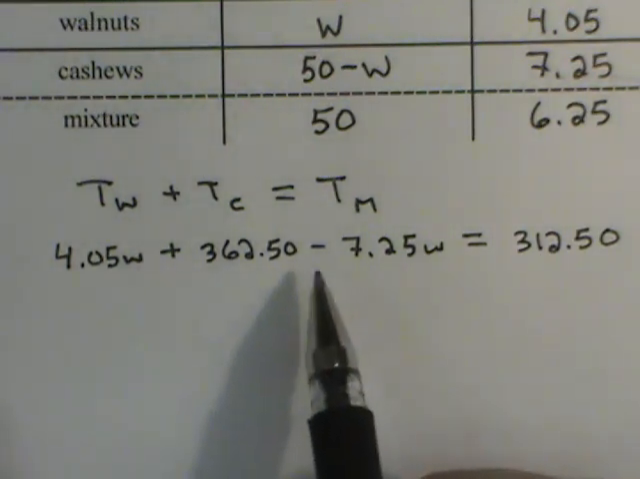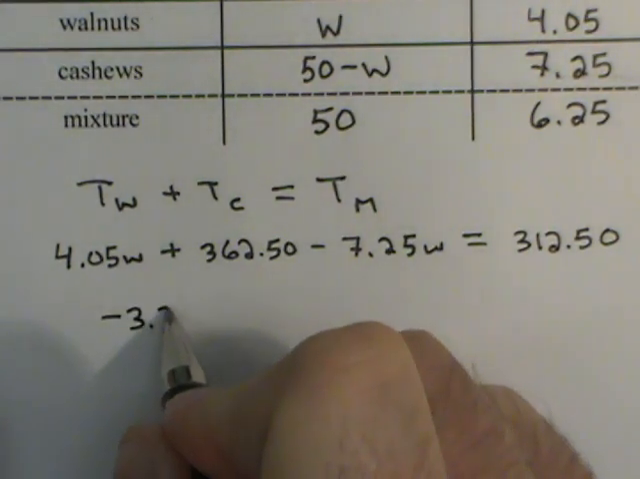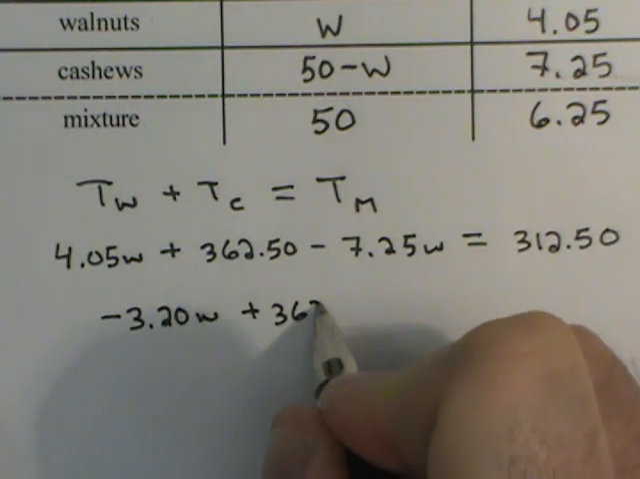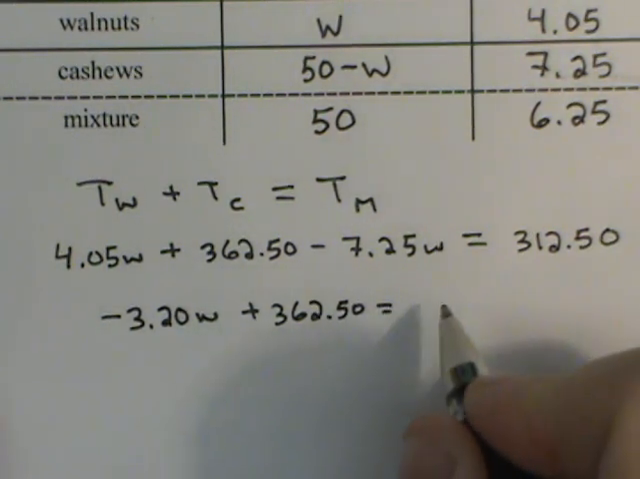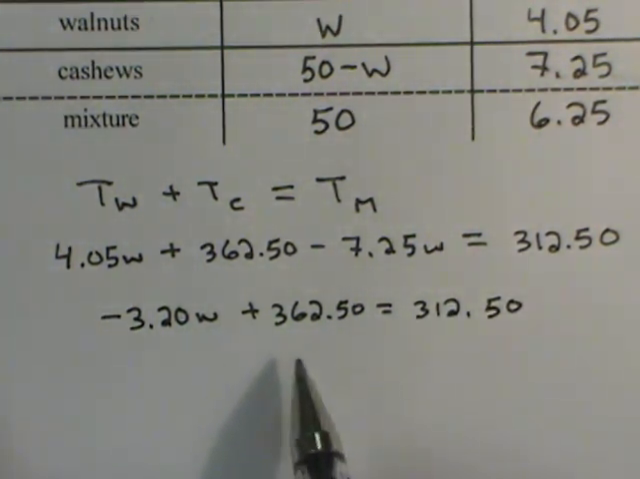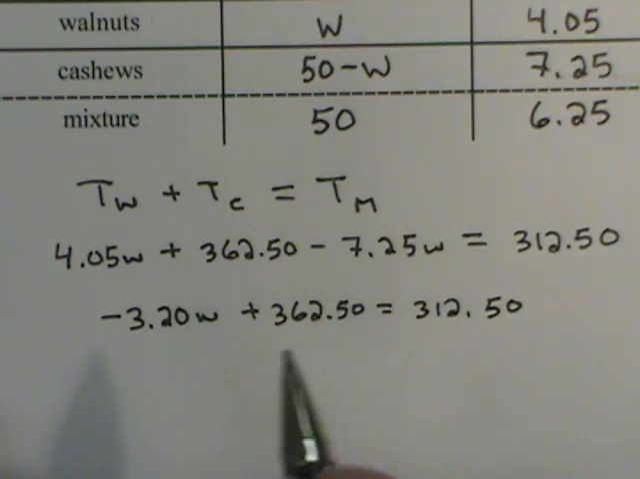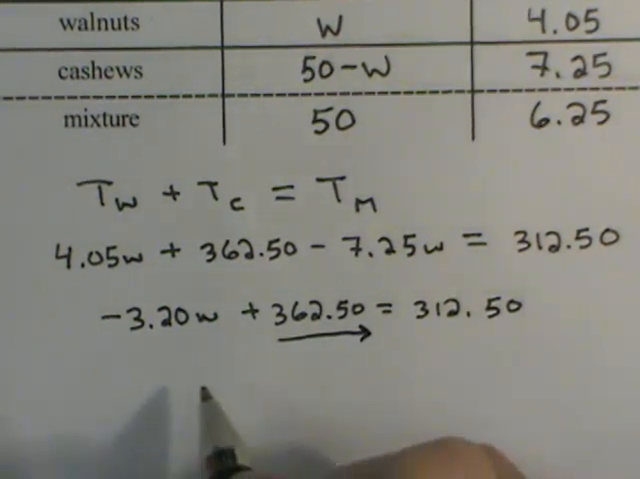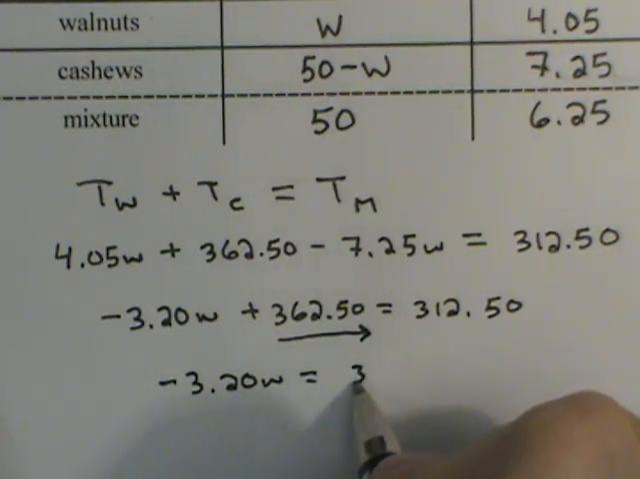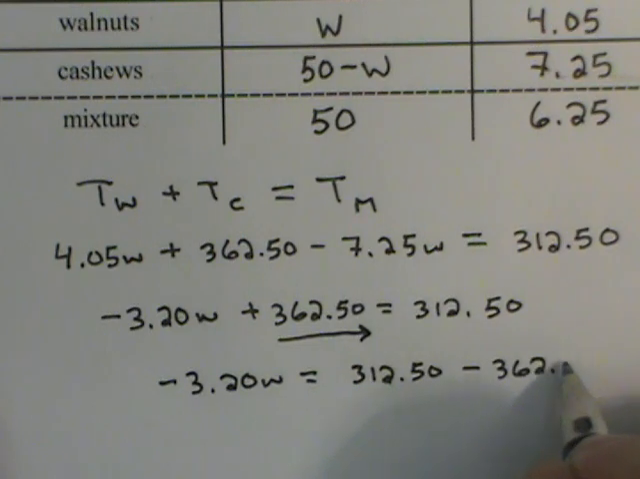So if I take the 4.05 minus the 7.25, that takes me to negative 3.20W plus 362.5. Sometimes it's nice to have that calculator because then you don't want to deal with all these decimals. My next step would be to move the 362.5 over. I know in class I always tell you make that variable positive, but for this one I'm just going to go ahead and move this over, and that will make a negative here.